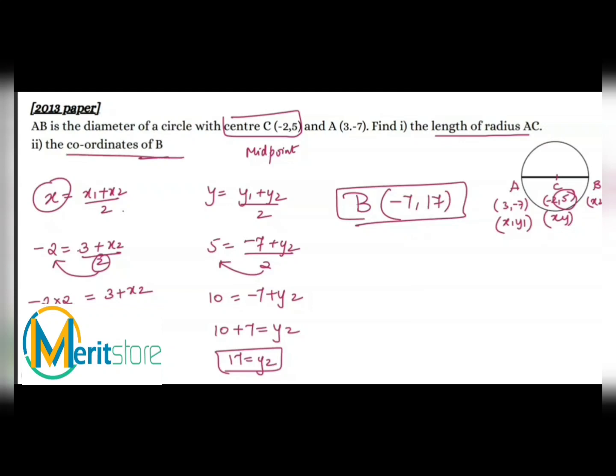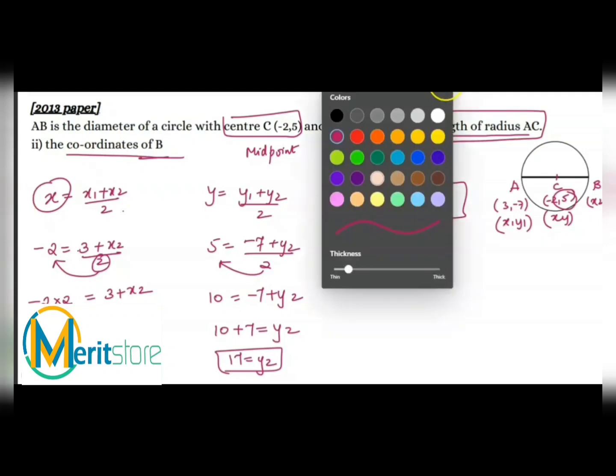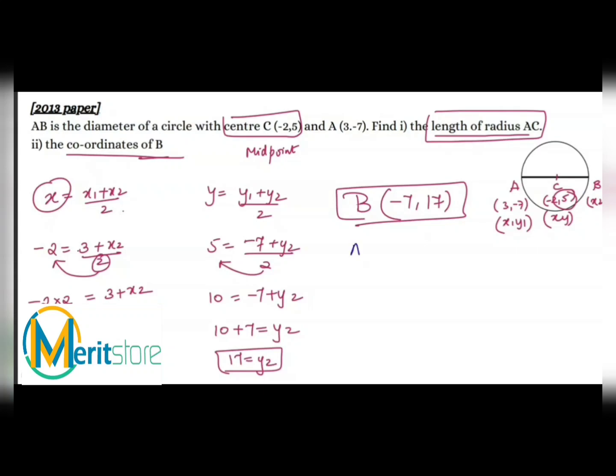The coordinates. Then they're asking us length AC. So we'll have to use the distance formula to find length AC. So A is 3 comma minus 7, that's x1, y1, and C is minus 2 comma 5, that I'm taking as x2, y2. As per the distance formula, it's x2 minus x1 the whole square plus y2 minus y1 the whole square.